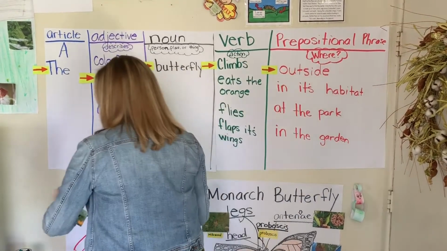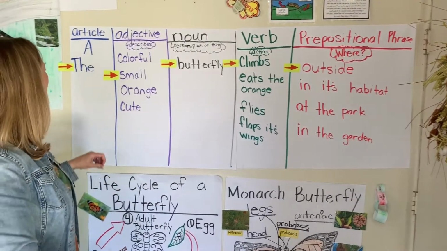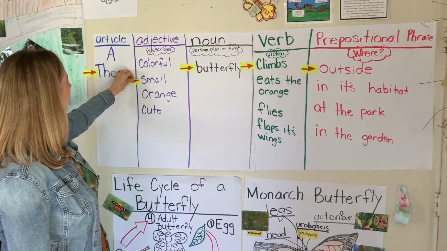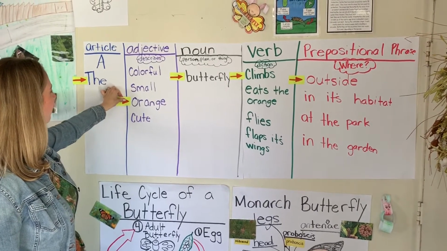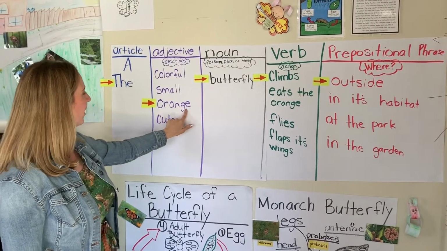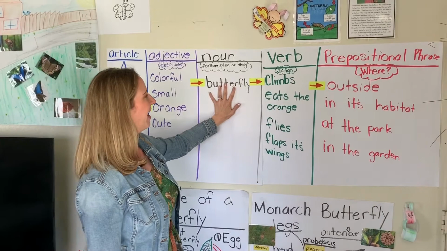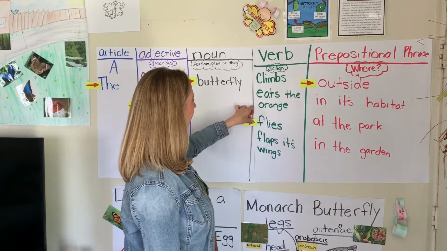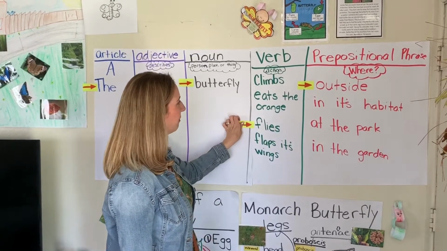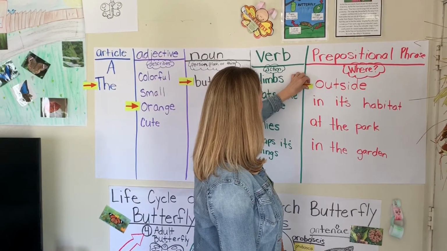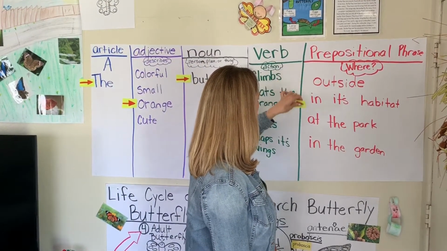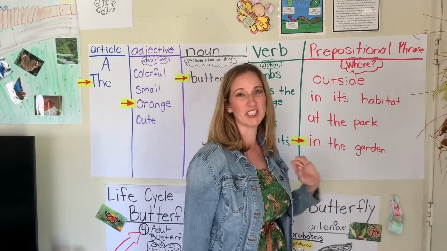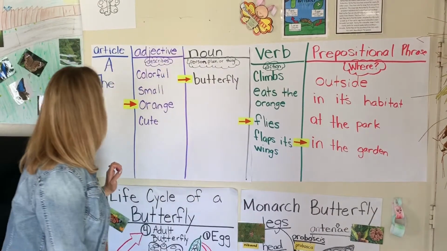Okay, let's get ready to sing our song again. I think I'm going to leave the article the same, and I'm going to move my adjective arrow down to orange, butterfly, and I'm going to move my arrow down to flies for the verb, and I'm going to put this arrow down at in the garden for the prepositional phrase. Now let's sing the song.